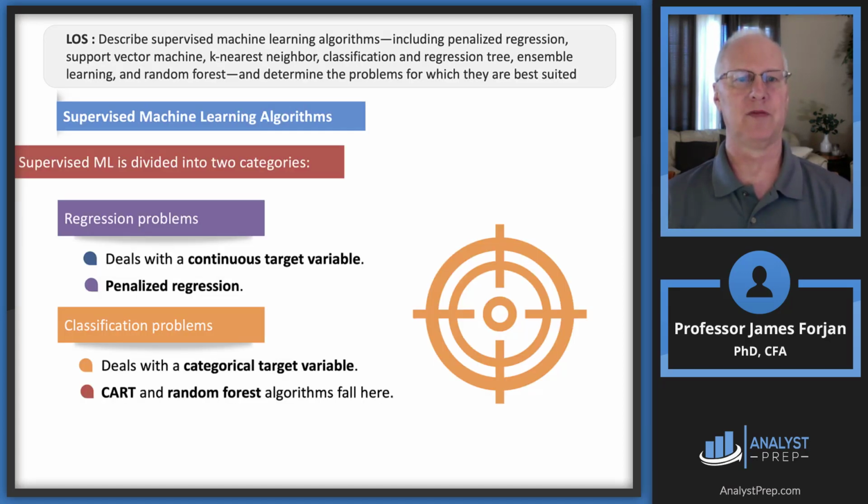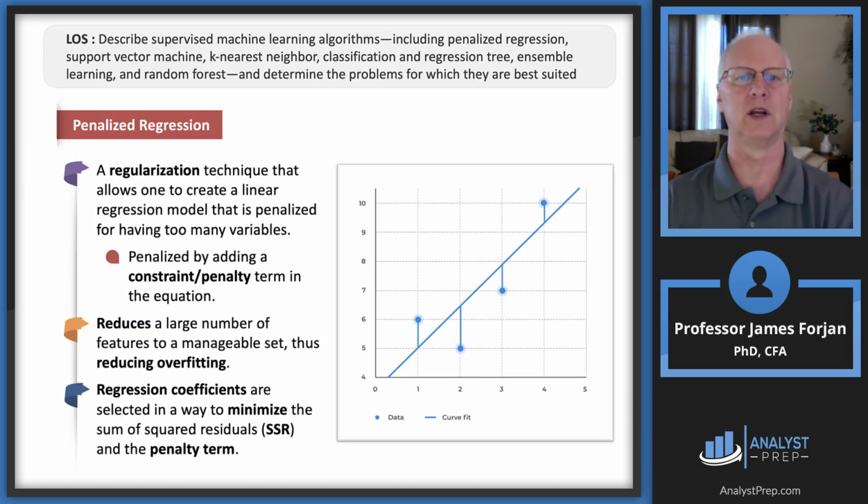All right, so this is divided into two categories of supervised machine learning. We have regression problems, which we've talked about before, with continuous target variables, but we're going to talk about penalized regression here in just a second, and that's going to be super fun to learn. And then classification problems, which are categorical target variables, and we'll talk about CART and random forest in 4 or 5 slides from now. So let's take a look at this penalized regression.